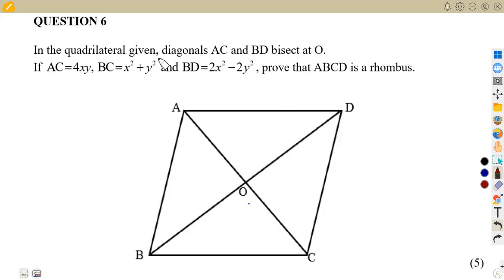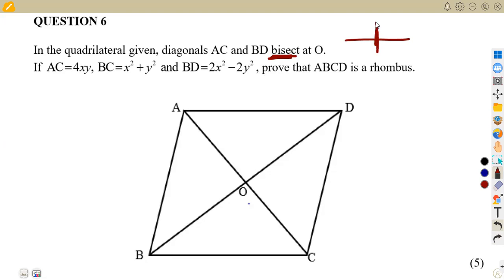In the quadrilateral given, we are given the diagonals AC, this is the diagonal that we are given, this AC, BD, this, bisect at O. Bisect, this is what you're given, they bisect. Remember, to bisect is to divide into two equal parts.